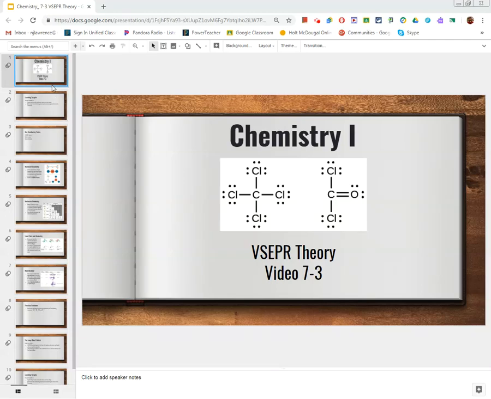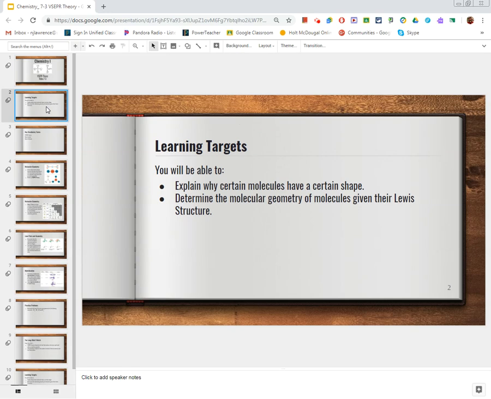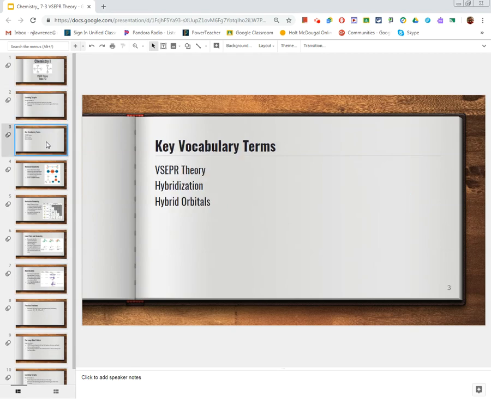Welcome to video 7.3 on the VSEPR theory. In this video, you're going to learn how to explain why certain molecules have certain shapes. Then you're also going to be able to determine the molecular geometry of molecules given their Lewis structure. So in this video, you're going to learn new shapes that we use in chemistry. The key vocab terms we're going to look at are VSEPR theory, hybridization, and hybrid orbitals.